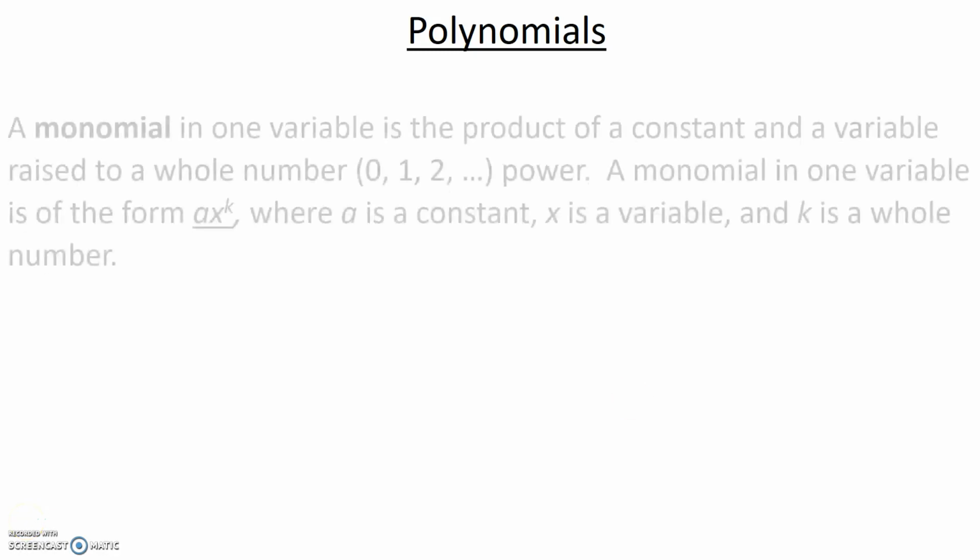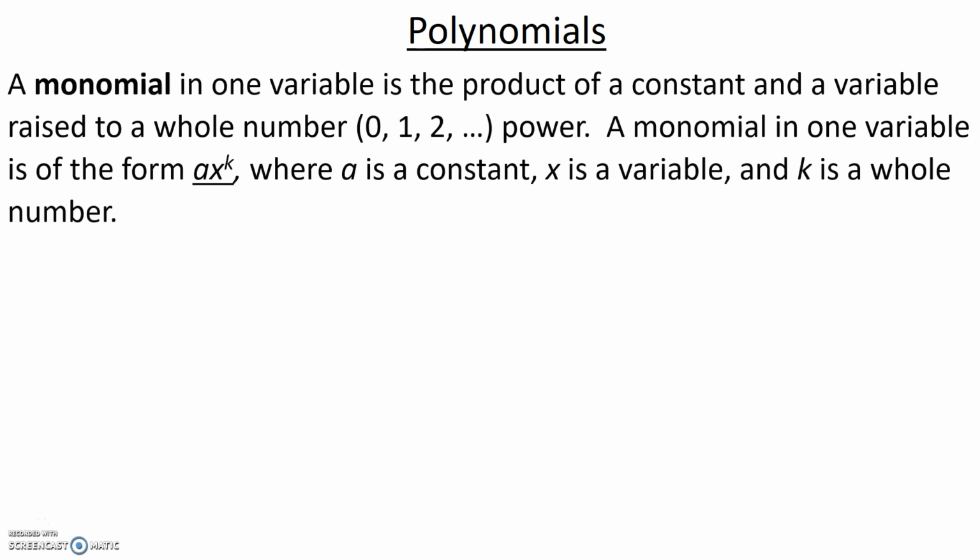In this section, we will be introduced to polynomials. A monomial in one variable is a product of a constant and a variable raised to a whole power. Remember that whole numbers are 0, 1, 2, etc. A monomial in one variable is of the form ax to the k power, where a is a constant, x is a variable, and k is a whole number.